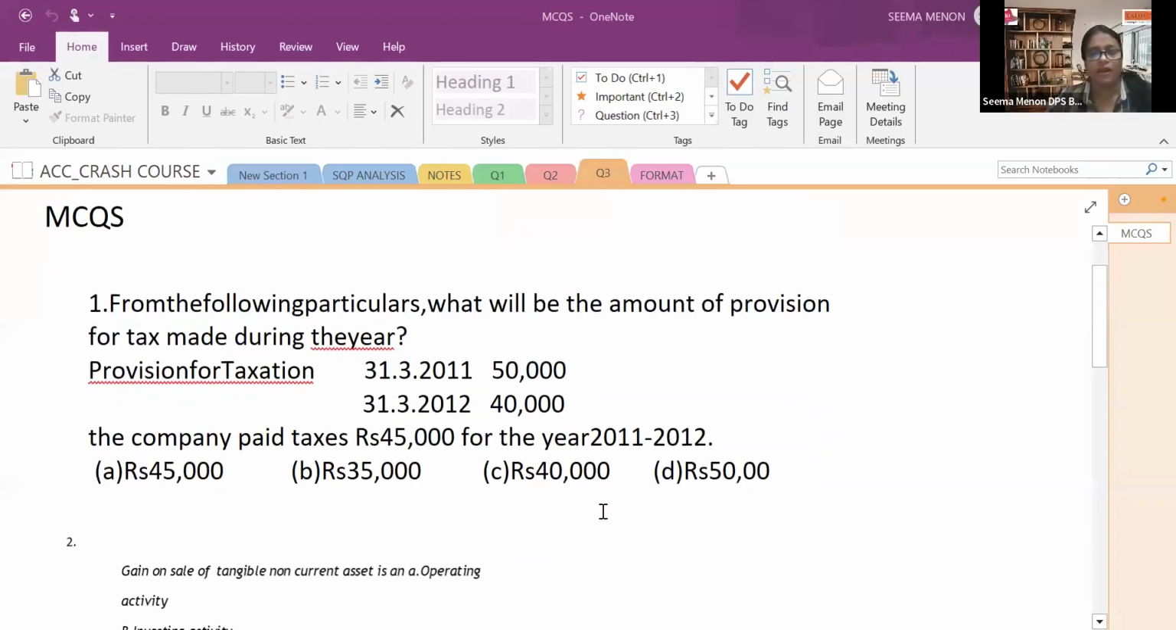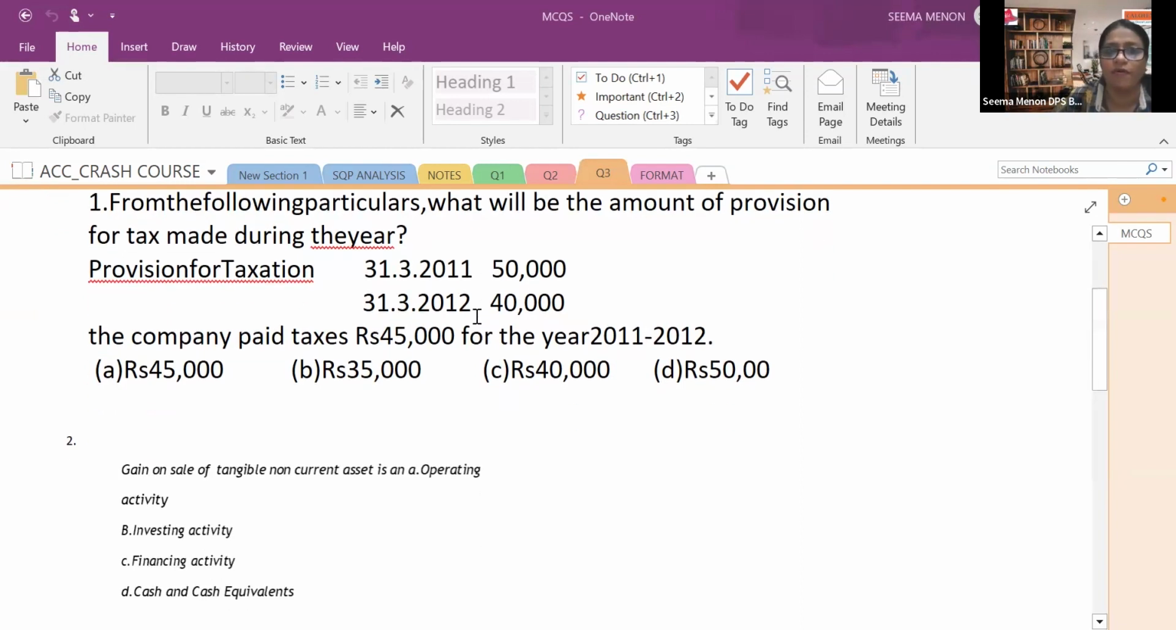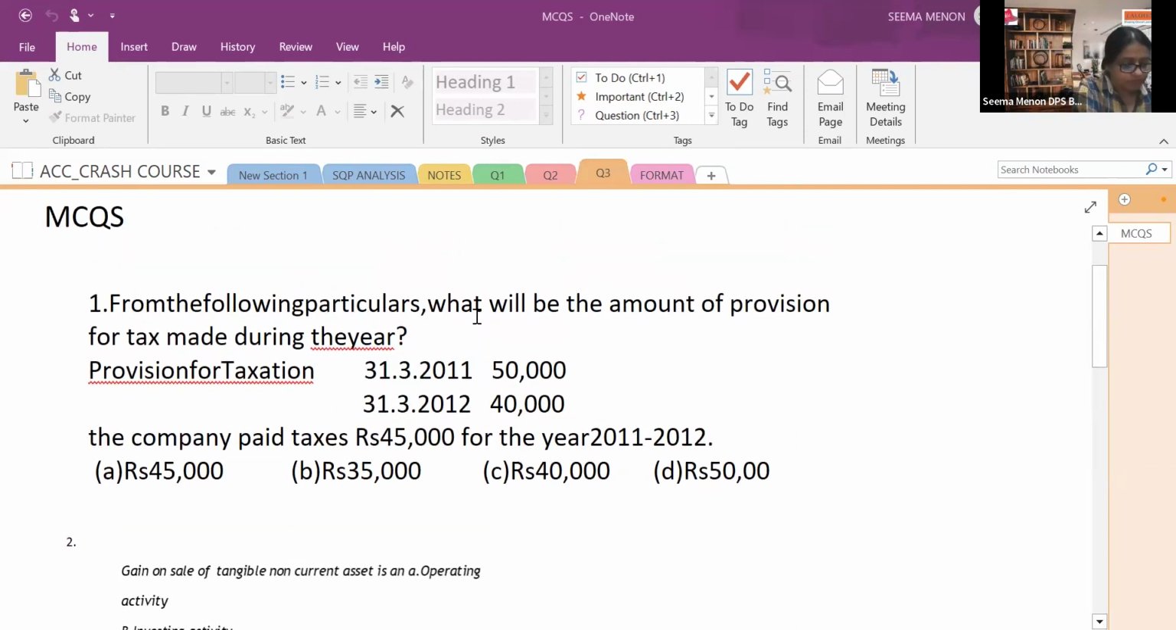You can see that there are two MCQ questions I'm discussing. After that, two small questions from investing and financing. Then after that, there will be a full-fledged question. So let's see that.